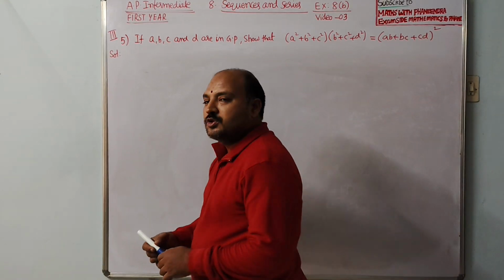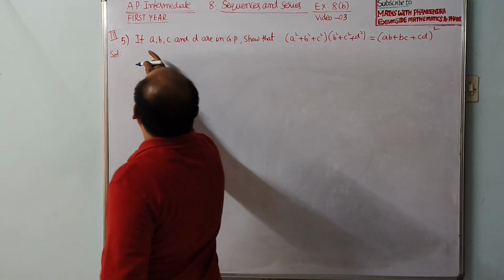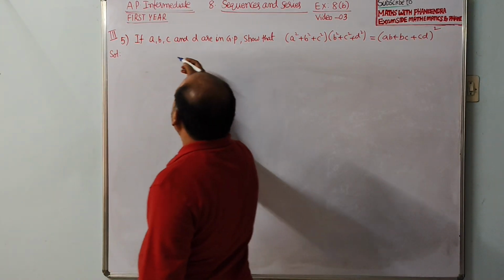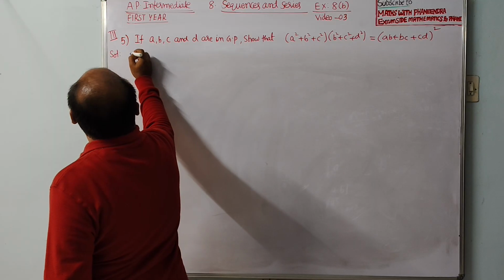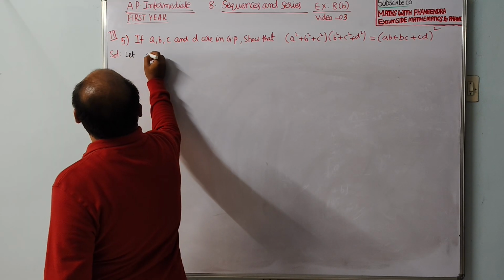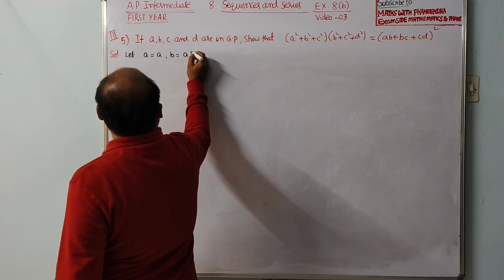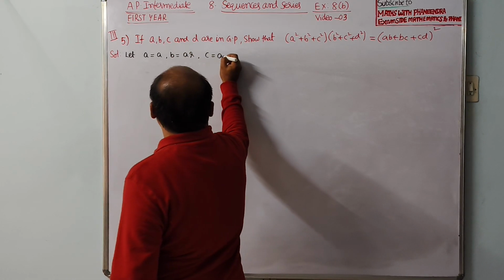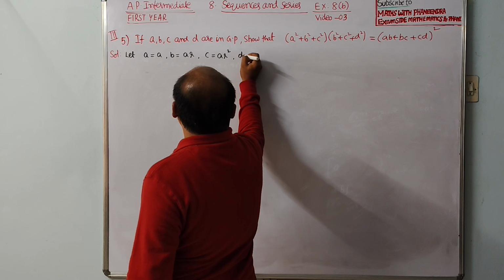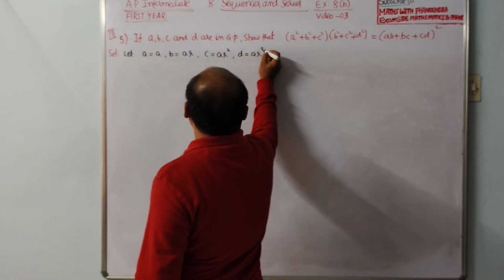So first we have to assume the numbers. If A, B, C, D are in GP, so let A is equal to a, B is equal to a r, C is equal to a r square, D is equal to a r cube. Okay, dear students?